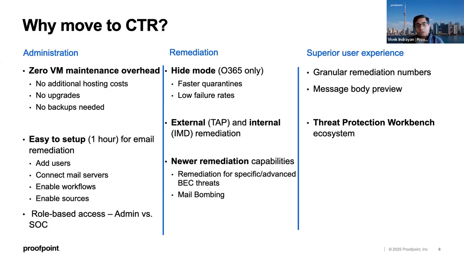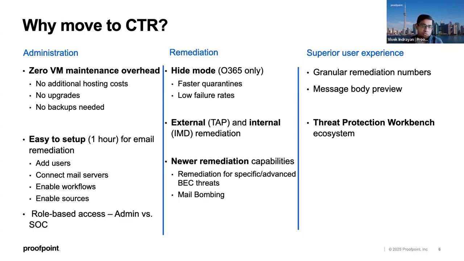Let's talk about the core functionality of Cloud Threat Response, remediation. That is remediation of emails post-delivery. If you are on O365, we have an exciting new feature called Quarantine Hide Mode. It's actually been around for a year now, and it really solves a huge problem that we had with O365 earlier, which was throttling, which led to failures, and also just quarantines being slow because we had to move a message to a quarantine mailbox.